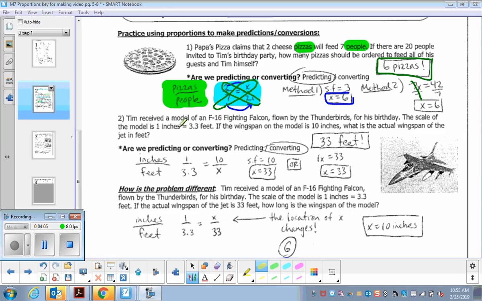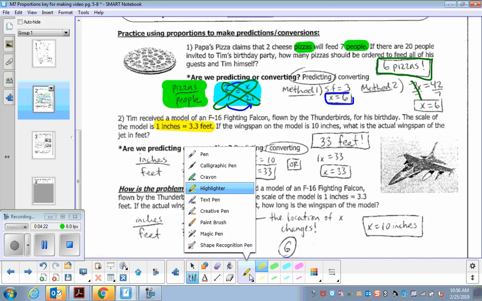So we can see here in the problem that the scale of the model is that 1 inch of the model will represent 3.3 feet of the actual plane in real life. If the wingspan on the model is 10 inches, what is the actual wingspan of the jet in feet?